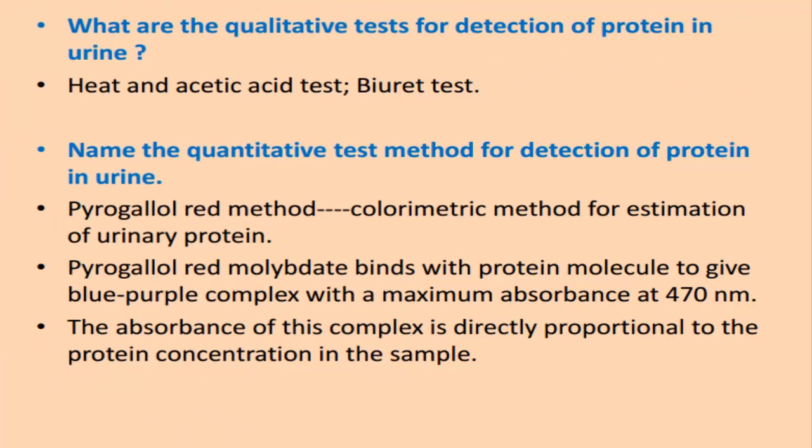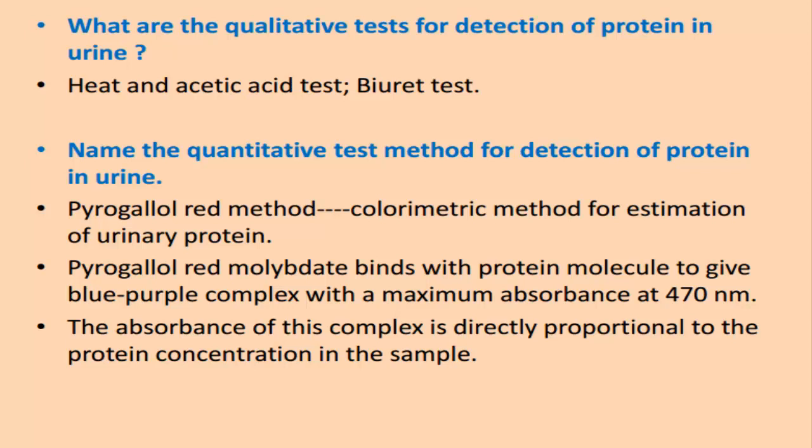Next, what are the qualitative tests for detection of protein in urine? You know the name of the test, that is heat and acetic acid test and also biuret test. Name the quantitative test method for detection of protein in urine. It is the pyrogallol red method.